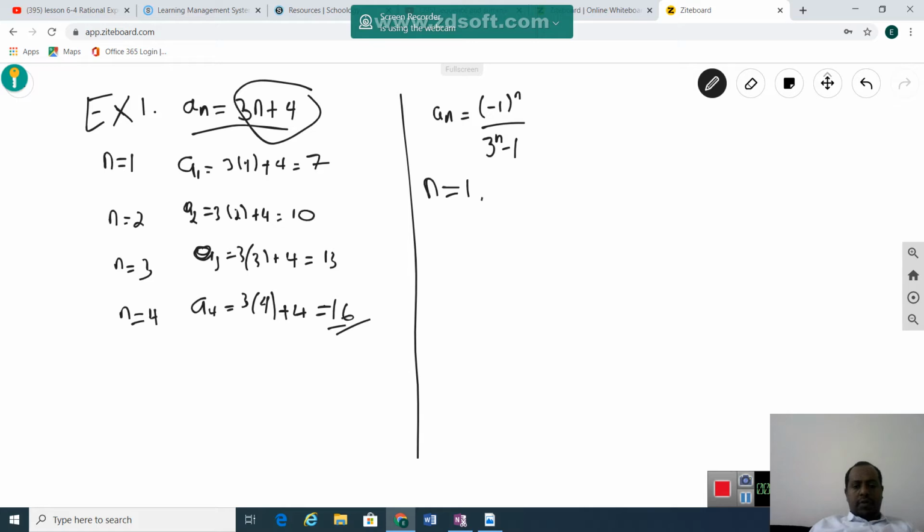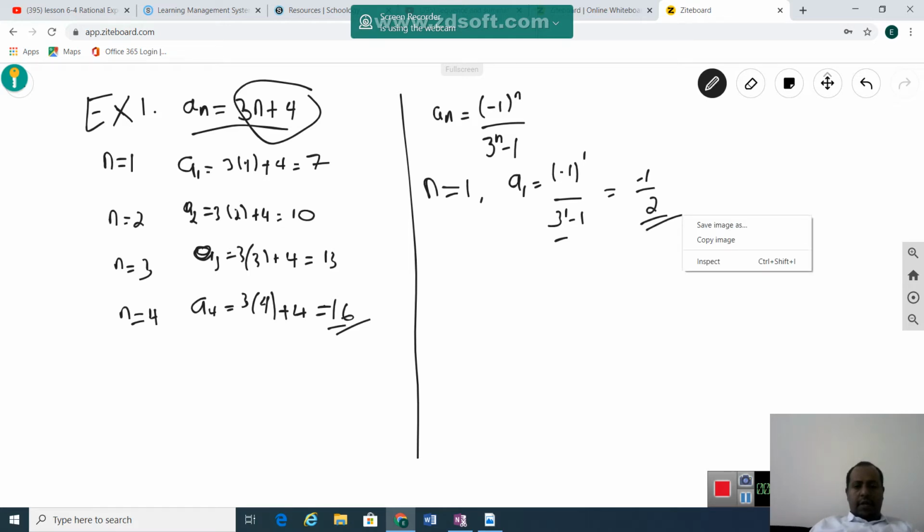So this will give me the first term. a sub 1 will be negative 1 to the power of 1 over 3 to the power of 1 minus 1. So negative 1 to the power of 1 will be negative 1, over 3 to the power of 1 is 3, 3 minus 1 will be 2. So this is the first term of the sequence.